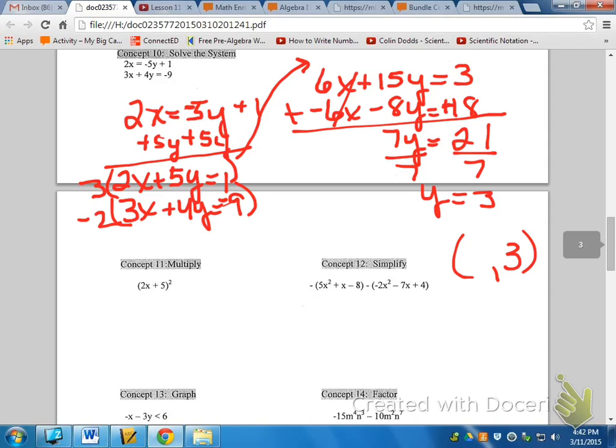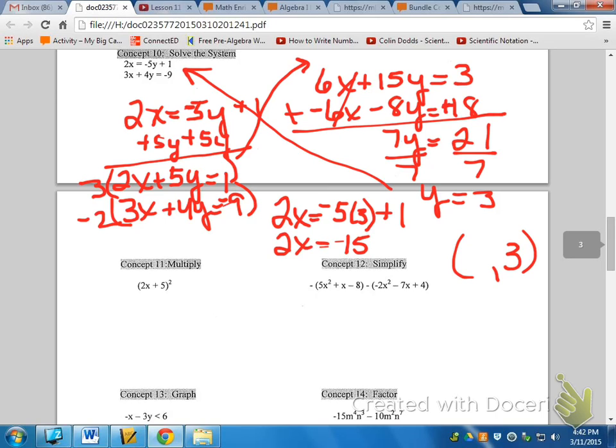Now, I'm going to take that information, y equals 3, and go back to my original 2x equals negative 5, plug in 3 for y, plus 1. I'm going back to this original equation right here. So 2x equals negative 15 plus 1, which is negative 14. Divide by 2. X equals negative 7. So my solution to number 10 is negative 7, 3. You're going to have to come up with an ordered pair when you do those.